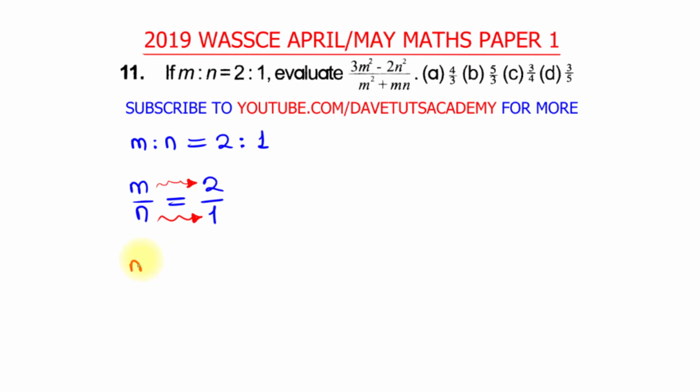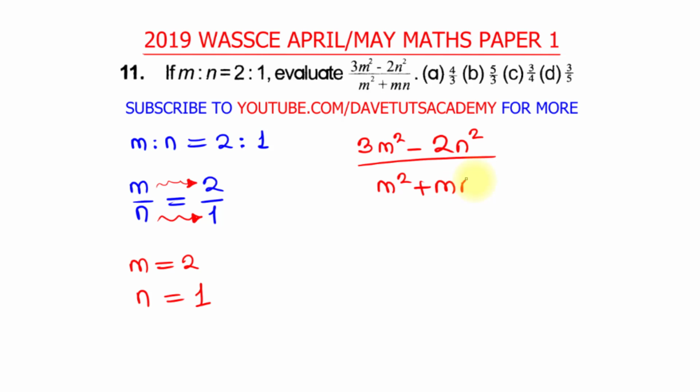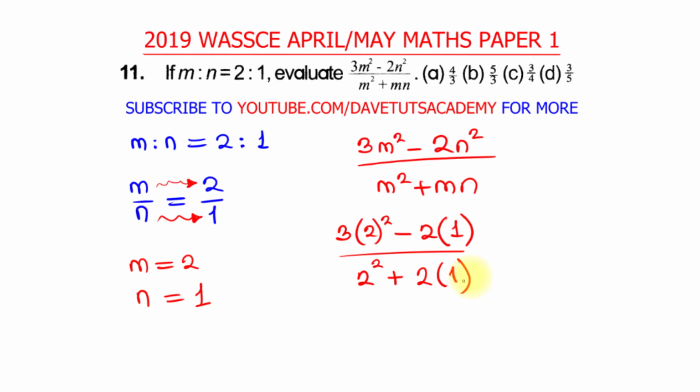If m can be taken as 2 and n can be taken as 1, we can use these two values in the expression that we are given, such that we have 3m squared minus 2n squared divided by m squared plus mn. Instead of m, we write 2, so 3 times 2 raised to the power 2, minus 2 times, instead of n, 1, divided by m squared, that will be 2 squared, plus mn, which will be 2 for m and 1 for n. So this is what we need to evaluate to get our correct answer.